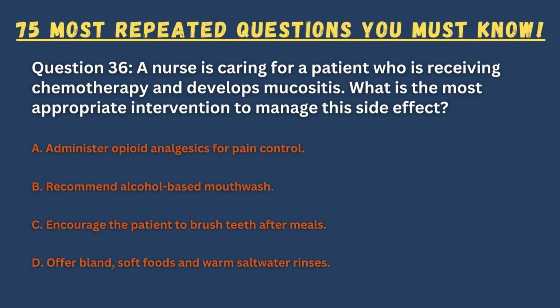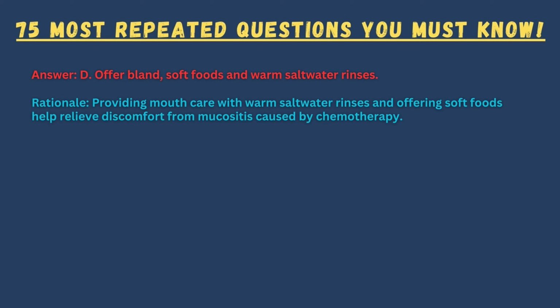Question 36. A nurse is caring for a patient who is receiving chemotherapy and develops mucositis. What is the most appropriate intervention to manage this side effect? A. Administer opioid analgesics for pain control. B. Recommend alcohol-based mouthwash. C. Encourage the patient to brush teeth after meals. D. Offer bland, soft foods and warm saltwater rinses. Answer: D. Offer bland, soft foods and warm saltwater rinses. Rationale: providing mouth care with warm saltwater rinses and offering soft foods help relieve discomfort from mucositis caused by chemotherapy.